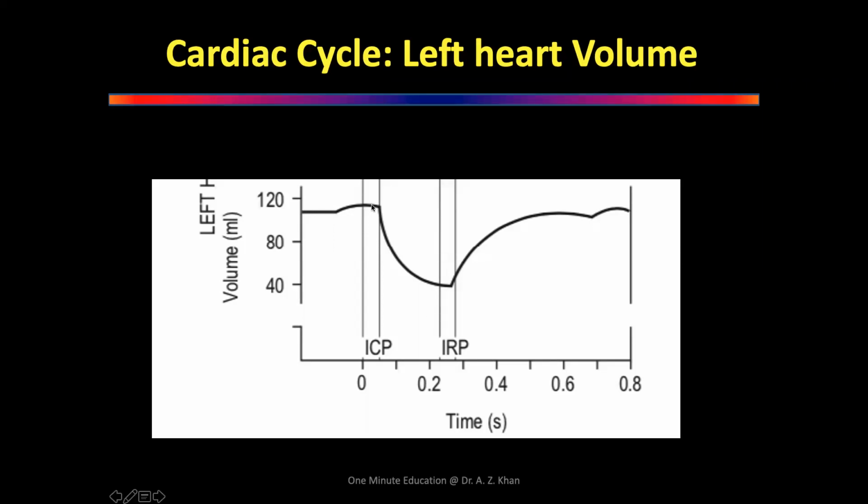So at the opening of the aortic valve, the left ventricular volume will start to drop dramatically, because obviously you're ejecting. And then the moment you enter into the diastolic phase, after the aortic and pulmonary valves have closed and the mitral and tricuspid valves have opened, the volume will start to increase. And then the atria will contract and it will add an extra 15% to the volume.